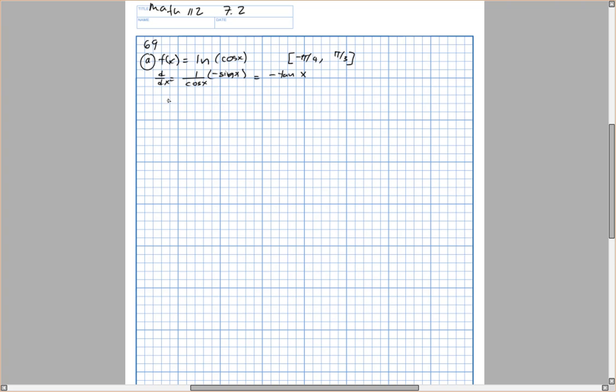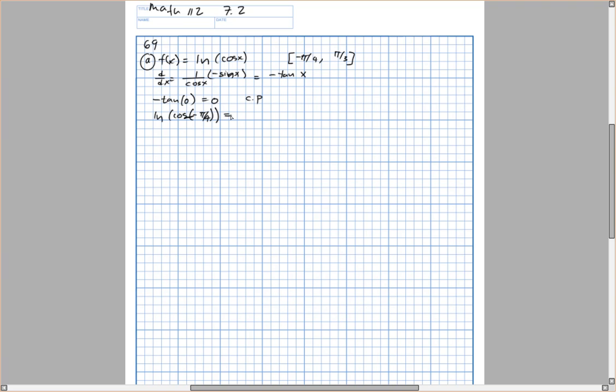Really quickly, we know that the tangent of 0, negative tangent of 0, is equal to 0. So that's going to be one of our critical points. And that just leaves our boundaries. So let's evaluate the boundaries really quick. Natural log of cosine of negative pi over 4.